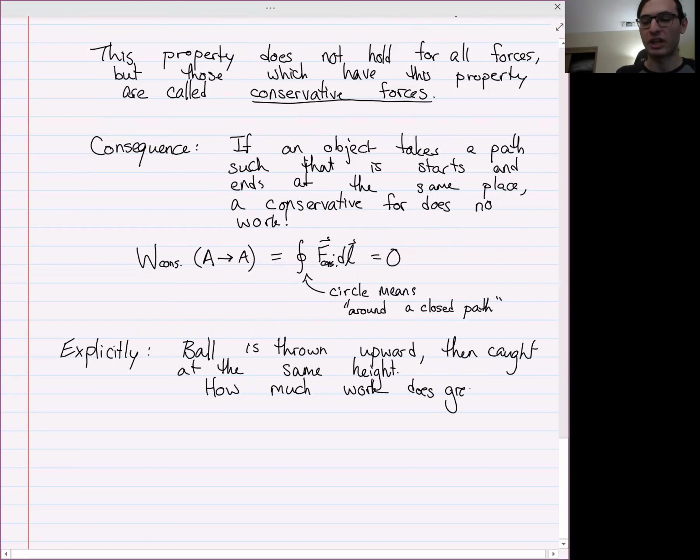So we're going to assume that position A is right as it's leaving your hand, so it has that initial velocity. And then position B is right before it hits your hand, so your hand doesn't do any forces. What work does gravity do?